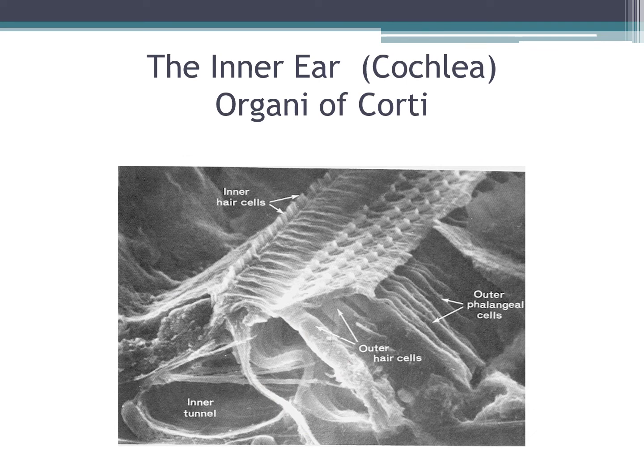Here's a nice picture from a scanning electron microscope, which gives us a nice three-dimensional picture of the inner hair cells, which we're going to be talking about as doing the transduction, the outer hair cells, some of those phalangeal cells, and other cells that are part of the organ of Corti.